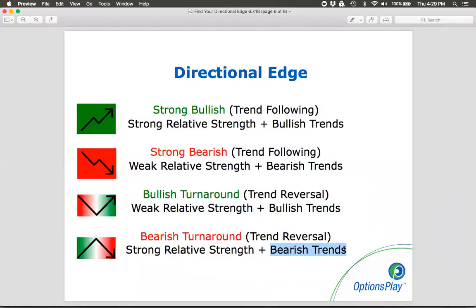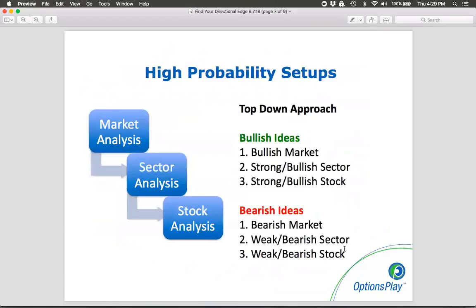So these are the 4 different ways that you can utilize relative strength and bullish trends to identify 4 different types of setups. And we'll go through some real examples here using OptionsPlay in just a few seconds. Now, lastly, what I want to talk about is how do you actually use these indicators to find high probability setups.